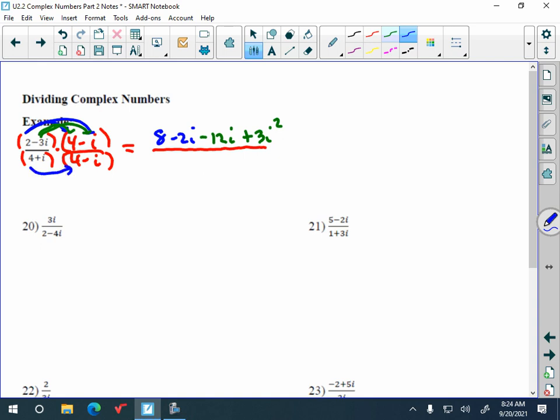All right, so 4 times 4 is 16. 4 times negative i is negative 4i. i times 4 is plus 4i, and i times negative i is negative i squared. So now we just have to clean this up, simplify it.